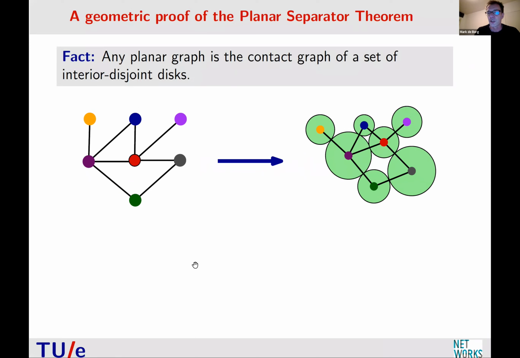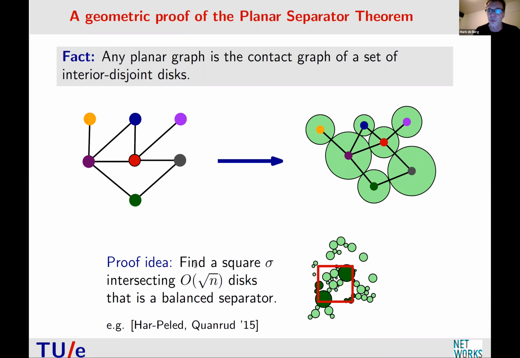So I guess all of you know that I can draw or realize any planar graph as the contact graph of a set of interior disjoint disks. Right, so here you see a picture. On the left, you see a graph. On the right, you see a set of disks. There's a one-to-one correspondence between the nodes in the graph and the disks. And two nodes are connected if and only if the two disks are touching. And this is always possible. It's a famous result.